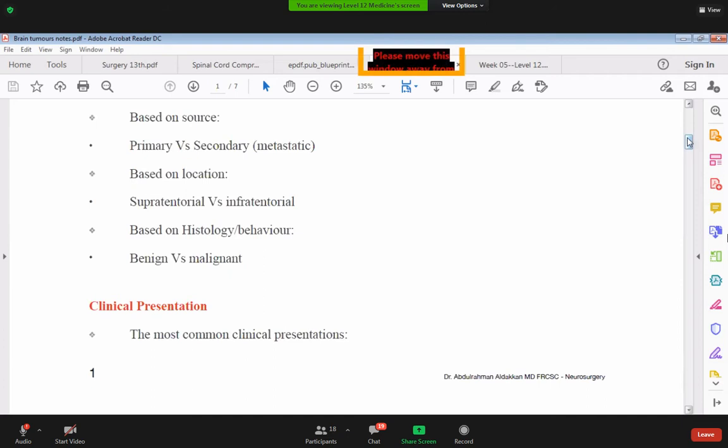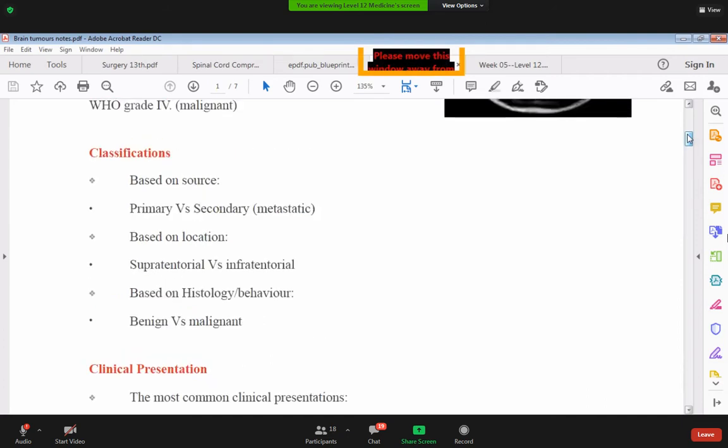Okay. Classification can be dependent on the source. Source can be primary or secondary. Primary means a tumor that is arising from within the brain matter, a tumor that originates primarily from the brain. We call it the primary brain tumor. And secondary are the brain tumors from some other area of the body that metastasize to the brain. We call them the secondary brain tumors. Comparatively, primary brain tumors are very common as compared to secondary. About 80% of the tumors of the brain are primary.